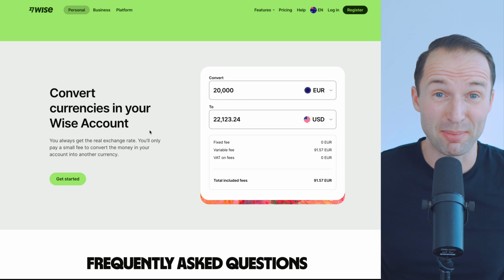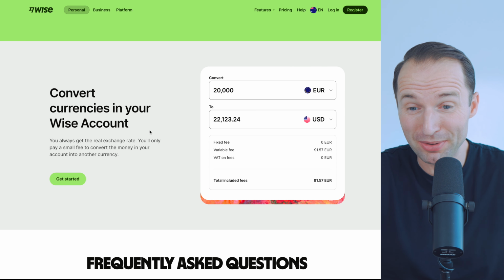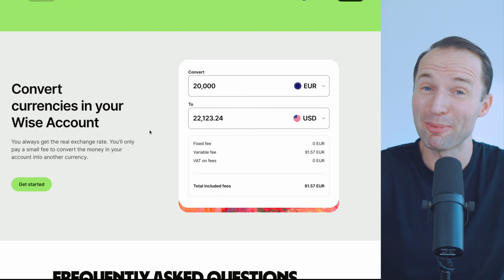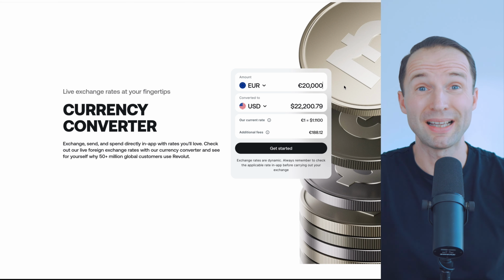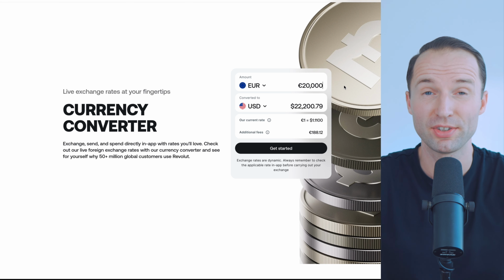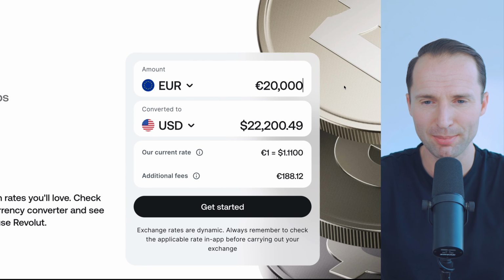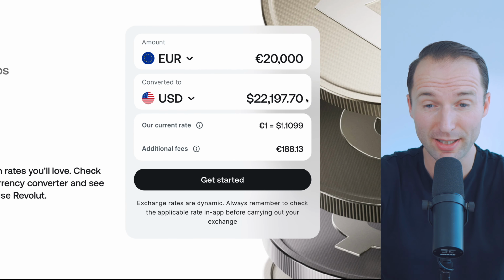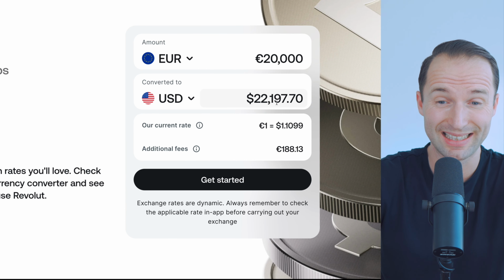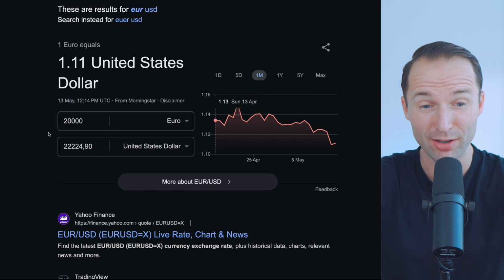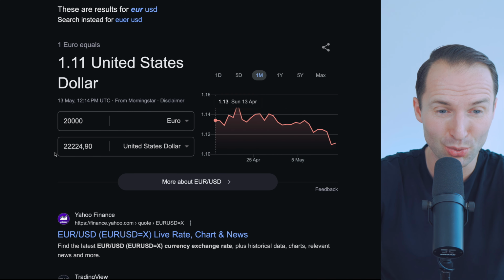As a percentage it's not that much, but obviously as an amount, yeah, that is something to keep in mind because it is a larger amount. Now, jumping over to Revolut, they also have a currency converter on their website where you can run the numbers. So now 20,000 euros will give me 22,197 on Revolut, while the interbank rate right now is actually more at 22,240.